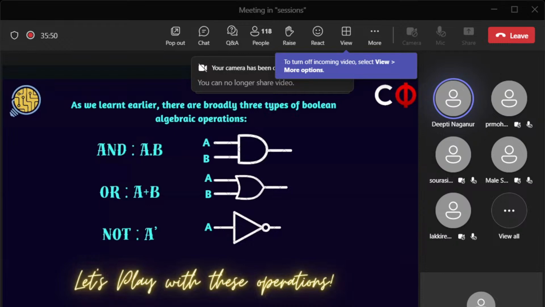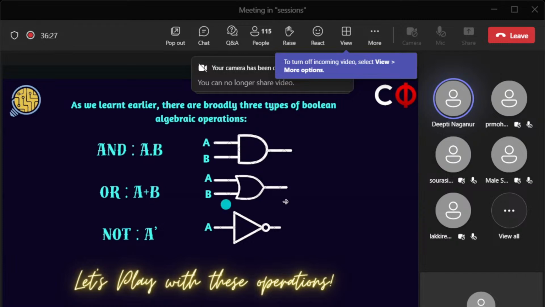As we have learned, I hope you guys are aware of this. There are broadly three types of Boolean algebraic operations: AND, OR, and NOT. Firstly, to give you a brief, what is AND? You have A and B as the input, and there is some output we are getting from these A and B. When I multiply them, that is A dot B, I am doing the AND operation. If I add A and B, I am doing the OR operation. And what is NOT?